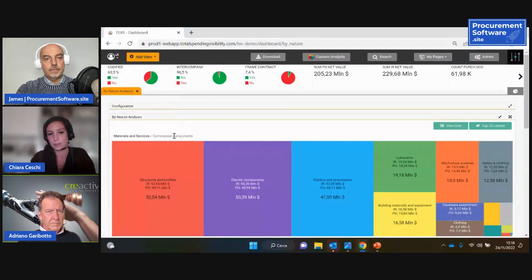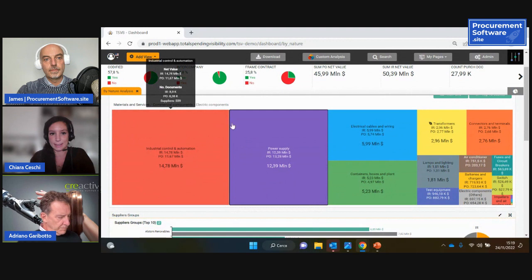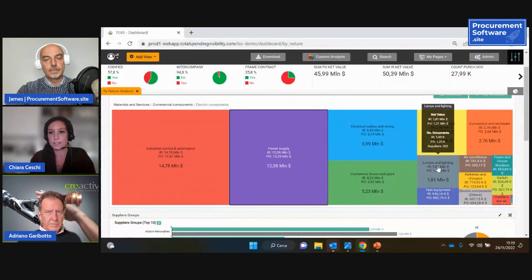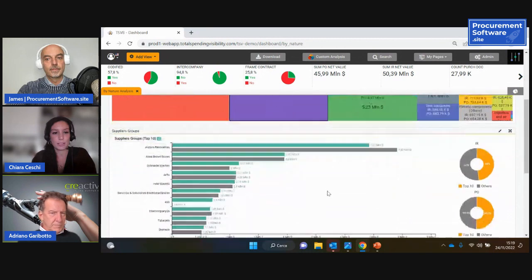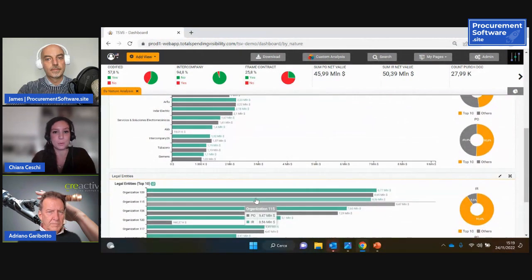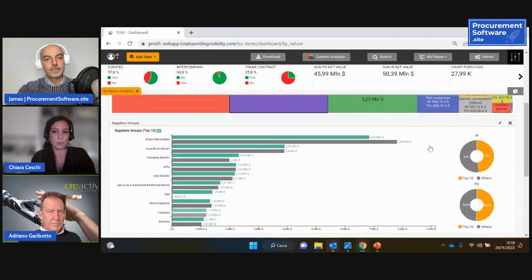So we are now going into details of the commercial components or electric components. So let's say that it's important for a category manager for the electric components to see and manage the spend underneath this category. In this case, we see the details of the subcategories with some KPIs like the spend, the number of documents like invoices or POs, or the number of suppliers. And just below, the top 10s are already updated with the new data perimeter, so the electrical components area. On the side, we also have the impact of the top 10 on the global dataset.